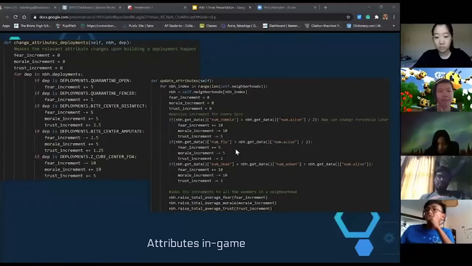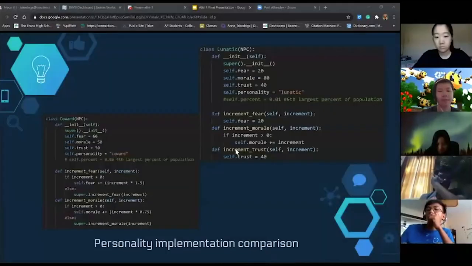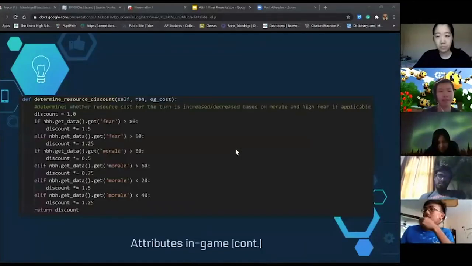So here's our implementation for 2 personalities. And as you can see, the starting attributes are different and the incrementation rates of attributes are also different. As for the way that attributes themselves affect the rest of the game, here's an example. High morale can decrease resource costs, while low morale and high fear can increase the cost of resources.